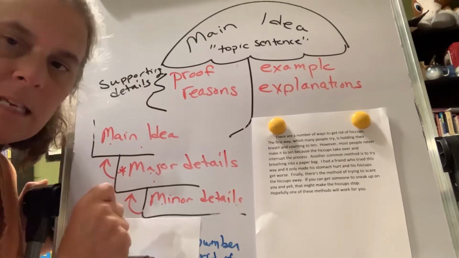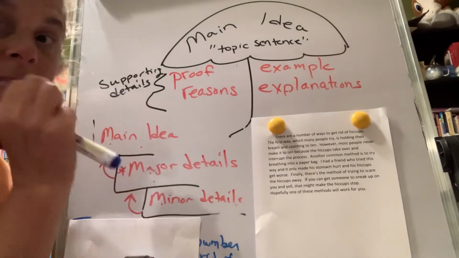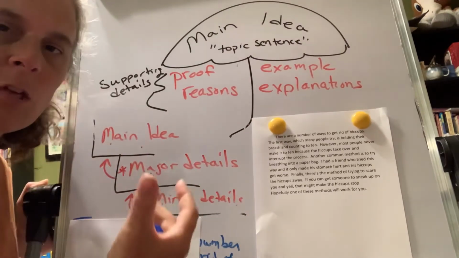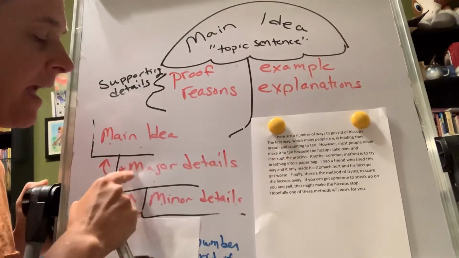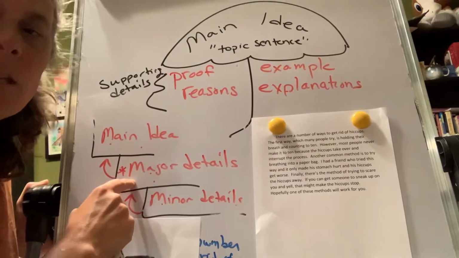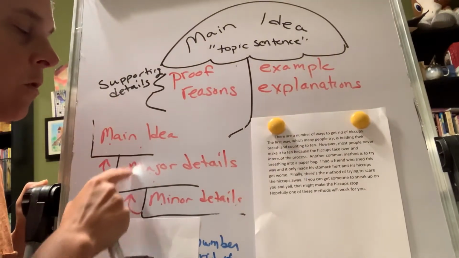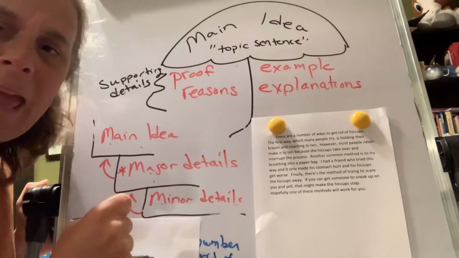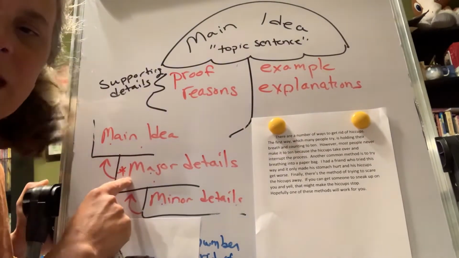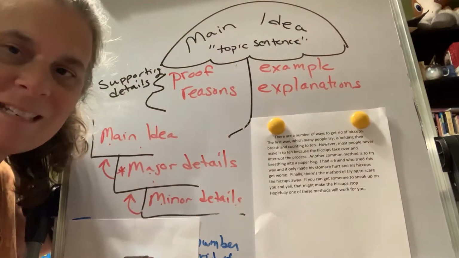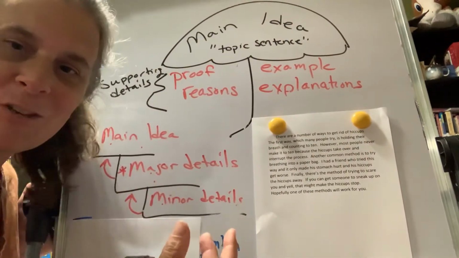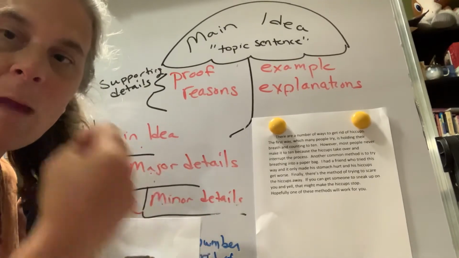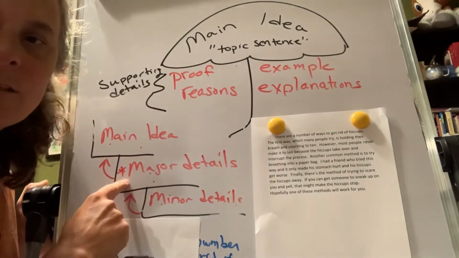The difference is a major detail is necessary. When you write a paragraph or you make a speech, you give your main idea and you have to have major details to support or explain the main idea. If you don't have these major details, you don't have an argument. You don't have a good explanation of your ideas. You have to have major details.